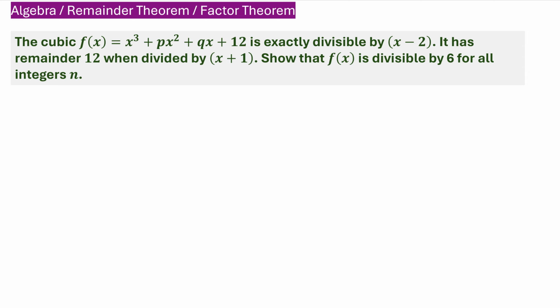So hello everybody, this question says the cubic f(x) is equal to x cubed plus px squared plus qx plus 12. It is exactly divisible by x minus 2. It has a remainder 12 when divided by x plus 1. Find p and q, and show that f(n) is divisible by 6 for all integers n.